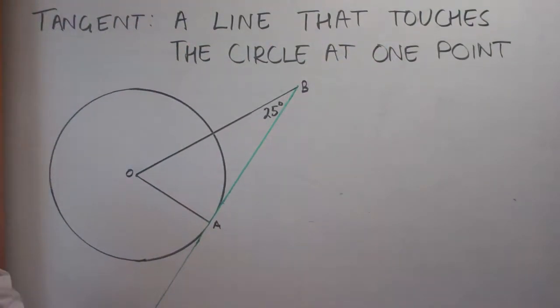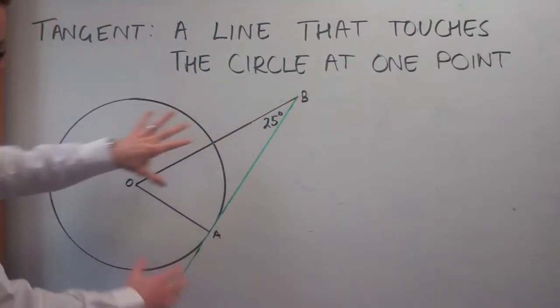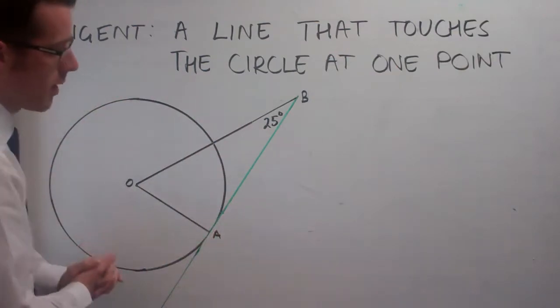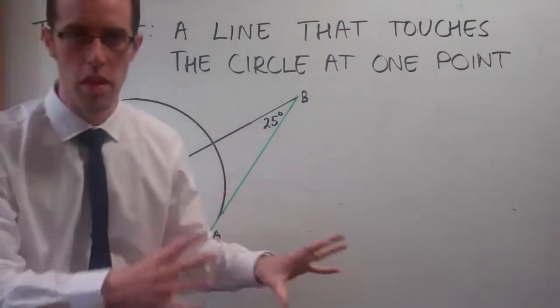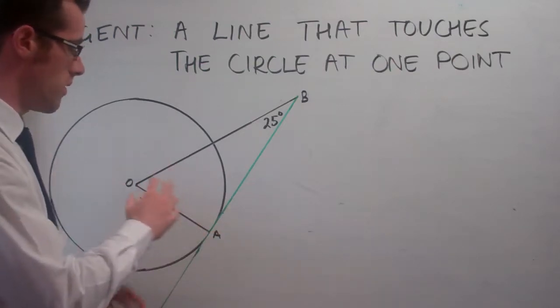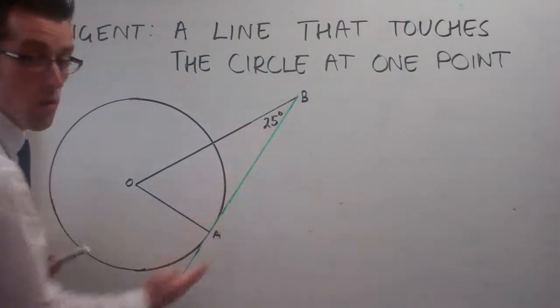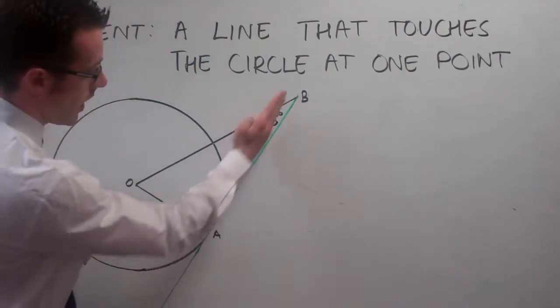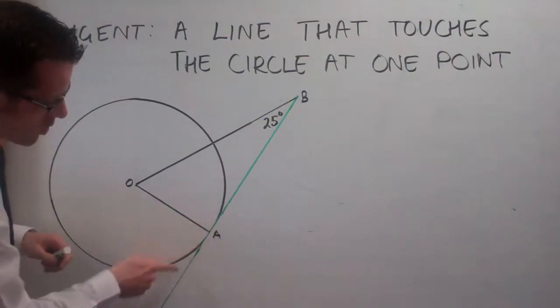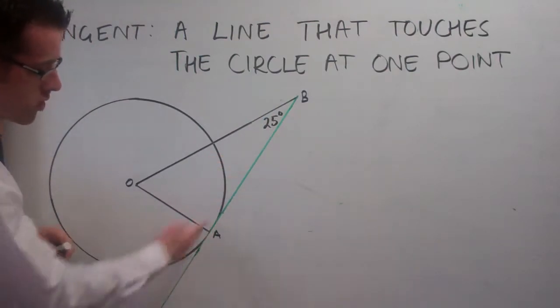A tangent is a line that touches the circle at one point, and then what we're going to do is look at this diagram here and identify the different pieces on it that are going to help us to figure out missing angles and so on. First thing we can identify is this line here. This is what we're talking about. A tangent is a line here and it touches the circle just at one point. It comes past the circle and just touches the edge of it.